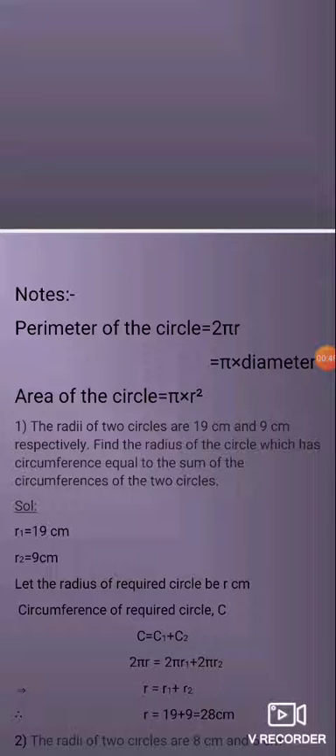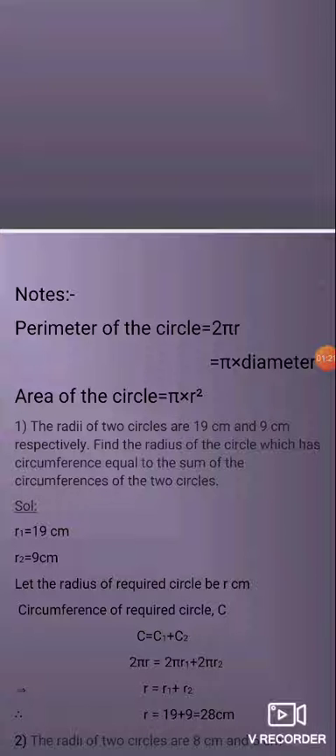Now, the questions. The radii of two circles are 19 cm and 9 cm respectively. Find the radius of the circle which has circumference equal to the sum of the circumference of the two circles. So, children, the radius of the two circles are given. First one, R1 as 19 cm and R2 as 9 cm. We need to find out the radius of the new circle. We can take it as R.